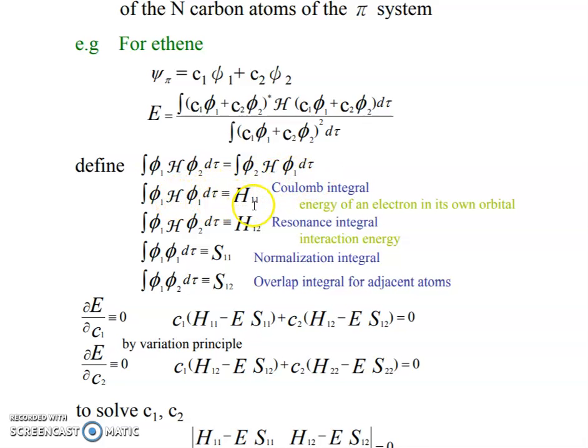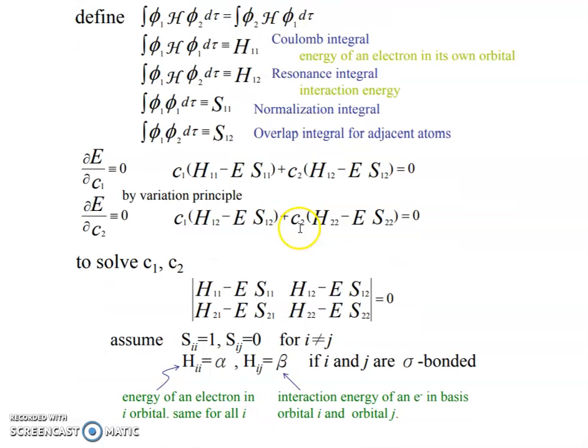So in this portion, H11 is the Coulomb integral, the energy of an electron in its own orbital, and H12 is the resonance integral, the interaction energy. And there are the normalized integrals, S11 and S12, the overlap integral for adjacent atoms. So keep these parameters in your mind.